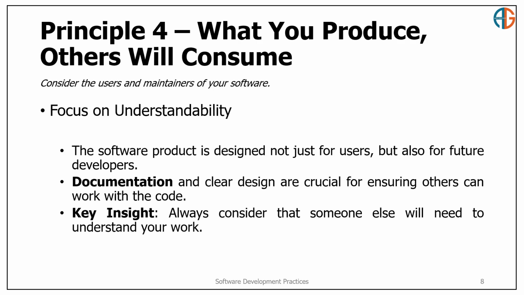Principle 4. What you produce, others will consume. Software should be designed with future developers and maintainers in mind. Software doesn't exist in a vacuum. Once you have written code, someone else will have to read it, modify it, or maintain it. So it's crucial to write clean, understandable code and document your decisions.